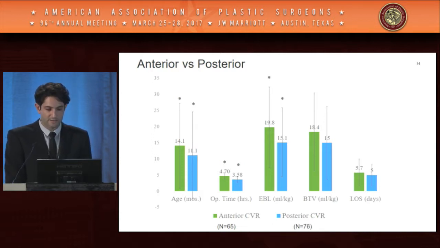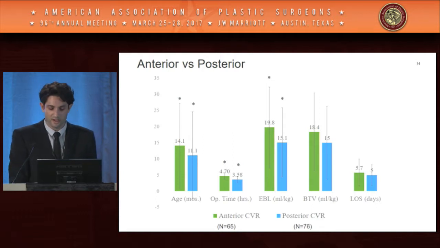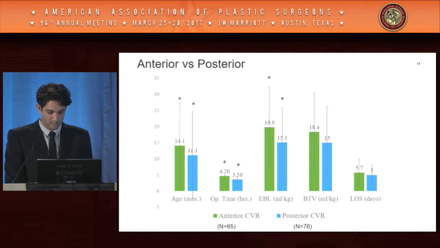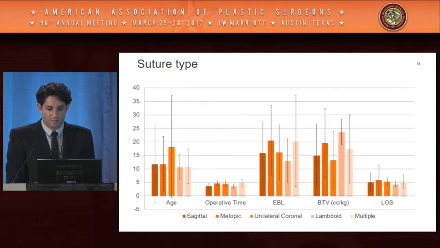And you can see there are significant differences with the anterior group having a slightly older cohort with longer operative time and a greater blood loss, but no significant difference in blood transfusion volume or lengths of stay. When we analyzed the variables across all individual suture types, there was no significant difference noted.